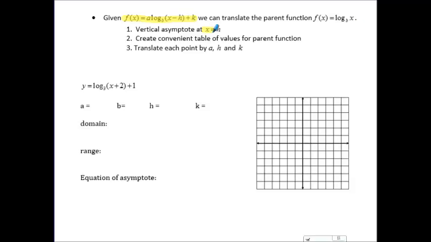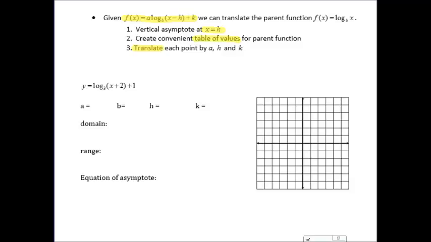Remember, the logarithmic function is the inverse of the exponential function. The exponential function had a horizontal asymptote, and as we reflect this function across the line y is equal to x, we now end up with the vertical asymptote. Then we create a convenient table of values for the parent function, and those values we then translate point for point using a, h, and k.